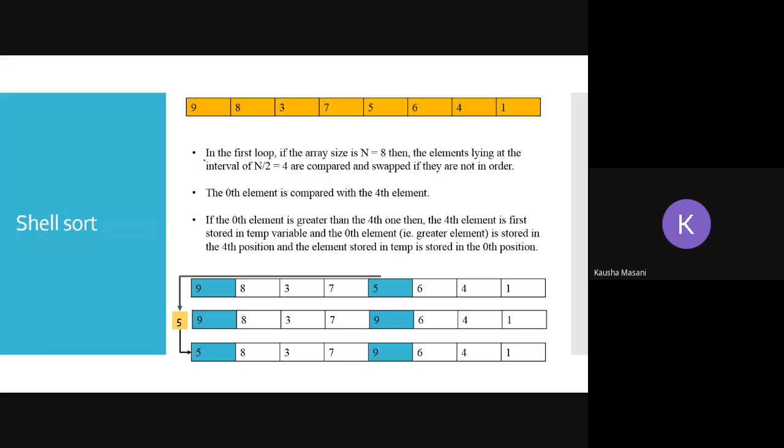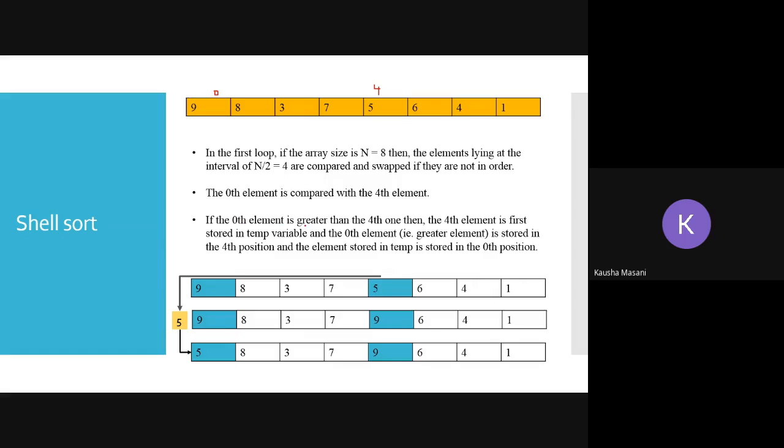So you see here, this orange one is my unsorted array, 9 8 3 7 5 6 1. Now, let's say it is the first pass, with array size n equal to 8. These are your 8 elements. Elements lying at the interval of n by 2, so that is 4. From 0 till the interval of 4, these two get compared first. The 0th element is compared with the 4th element.